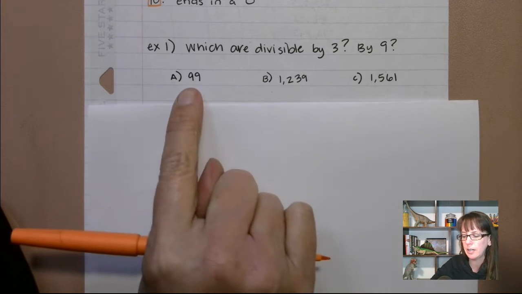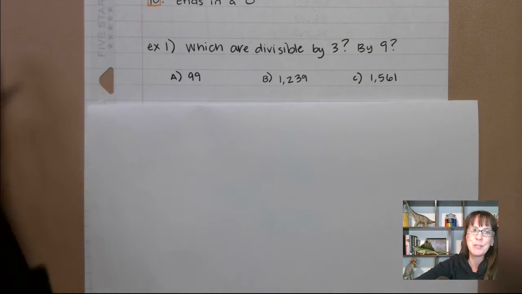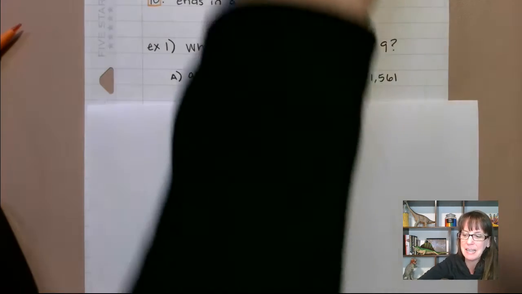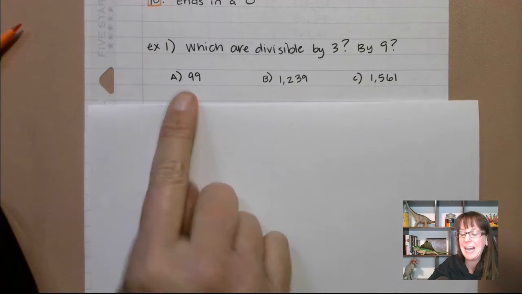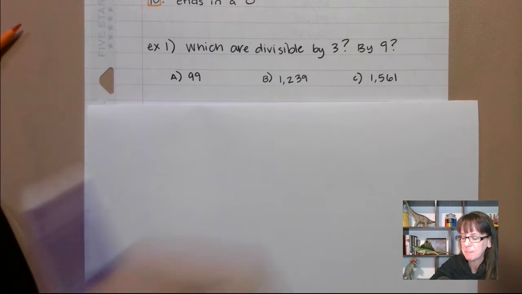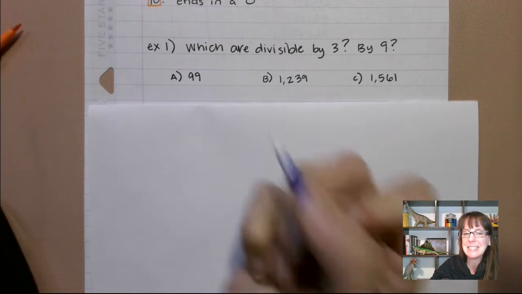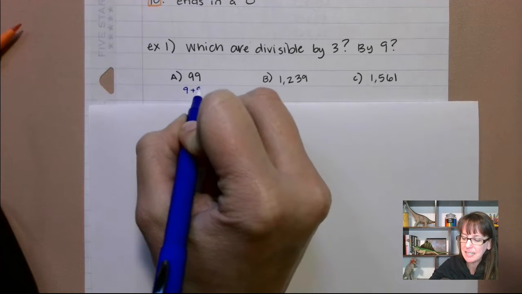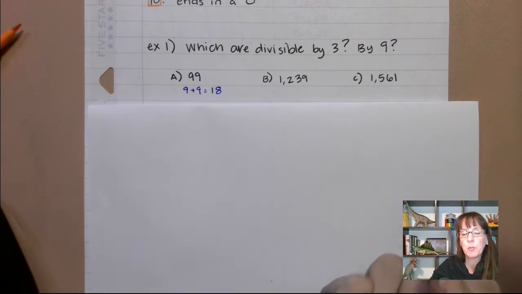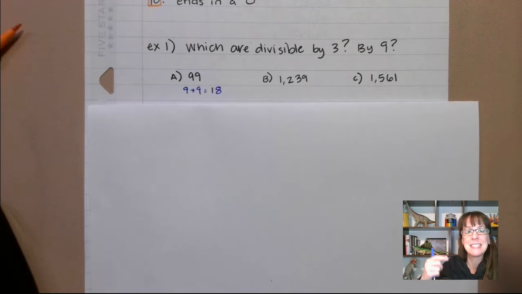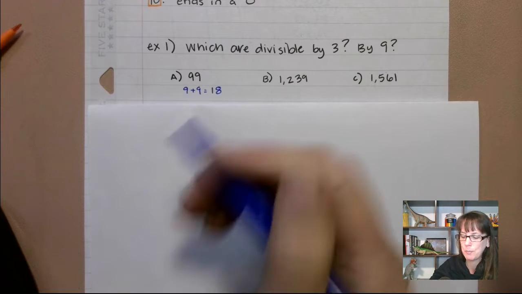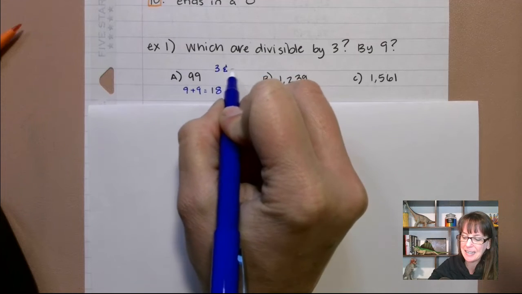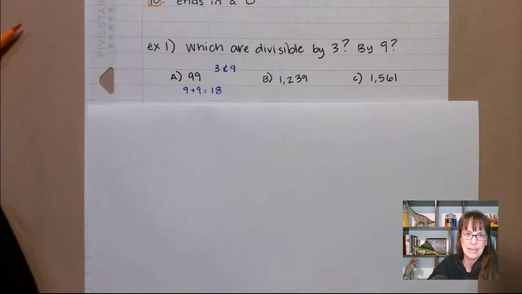Let's take a look. Well, if you know your multiples of 9, we know that 9 times 11 will give us 99. However, let's use that trick, right? 9 plus 9 is 18. So if we do 9 plus 9, we get 18. Does 3 go into 18? Yes. Does 9 go into 18? Yes. So both 3 and 9 will go into 99.